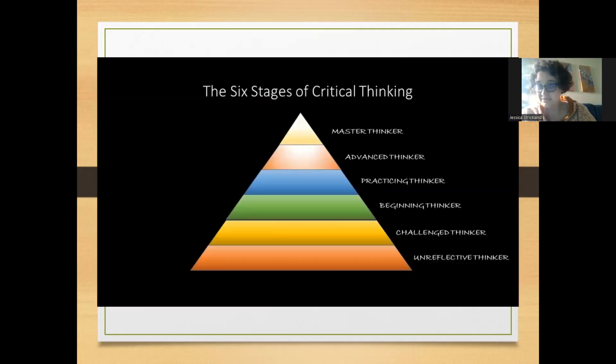There are different stages of critical thinking. An unreflective thinker at the very bottom is somebody who doesn't think at all. This might be, somebody said in class, you could probably think of this as a child, right? They're very dependent upon their caretakers to do the thinking for them. A challenged thinker might be somebody who, that's about the time when you're starting to get to a toddler stage where they're starting to figure things out.